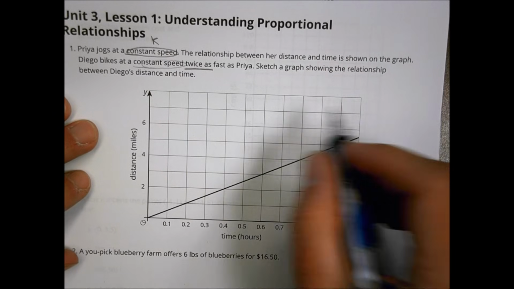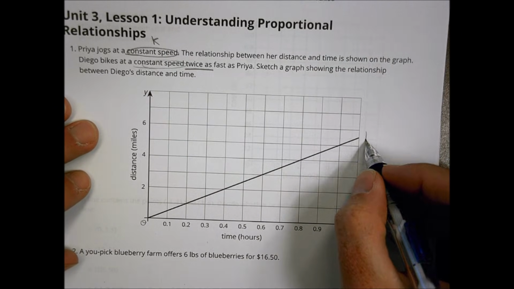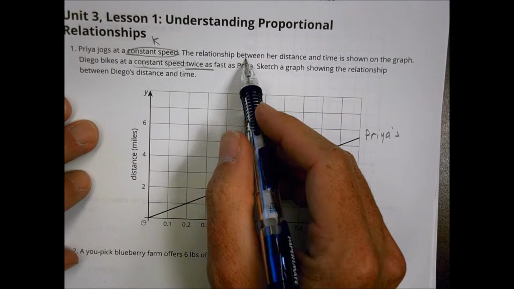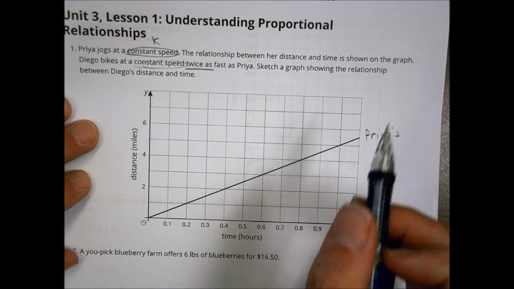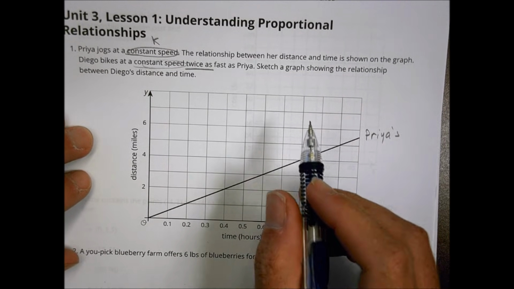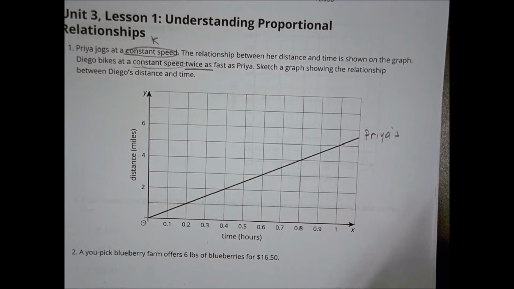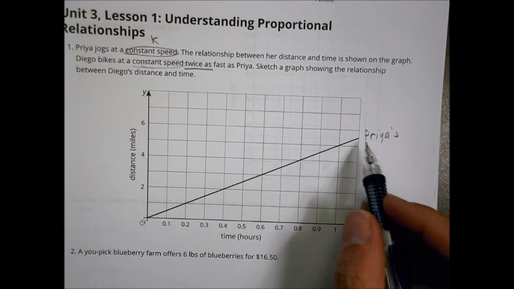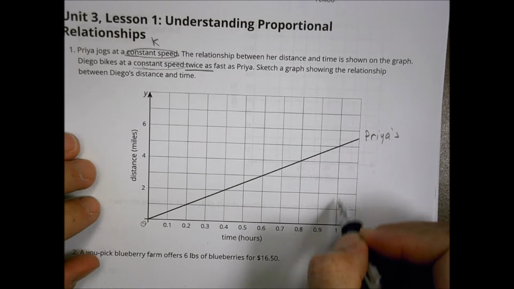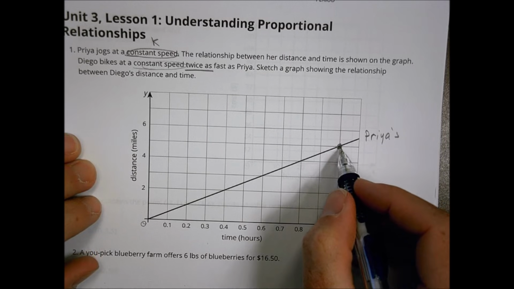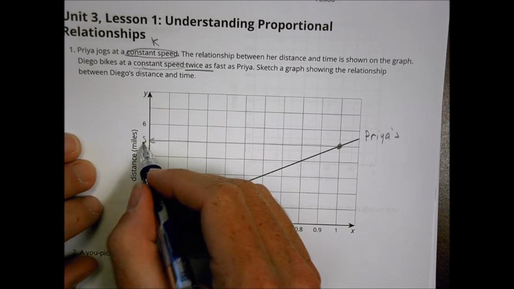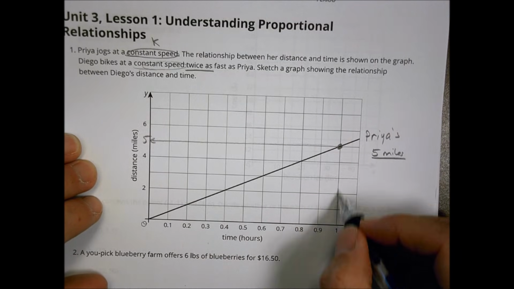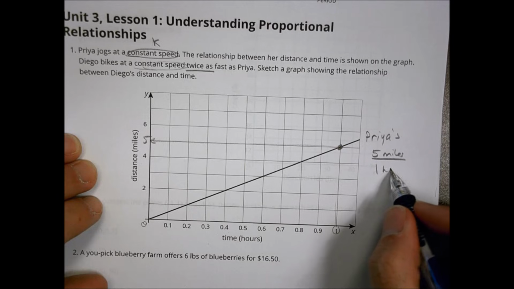Okay, so this chart right here is going to be Priya's, because it was already on the graph there, right? Diego, it says, is twice as fast. So to be twice as fast, I have to take a look at the first one and say, well, how fast is this one going? If I find a point on the graph right here and look across, we're at 5. Priya is going 5 miles every, look down here, 1 hour.